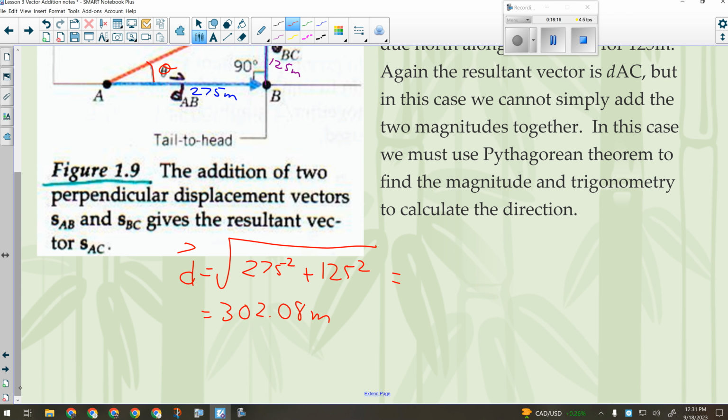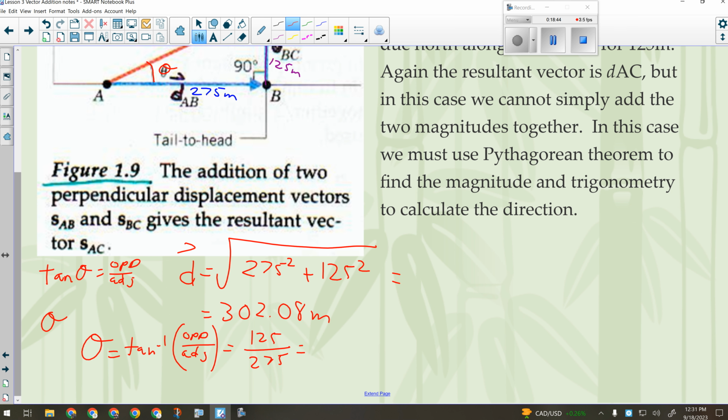I'm going to use tan. So tan of theta equals opposite over adjacent. If I want to find theta, I bring tan over here. Theta equals the inverse tan of the opposite side over the adjacent side. That will be 125 over 275.